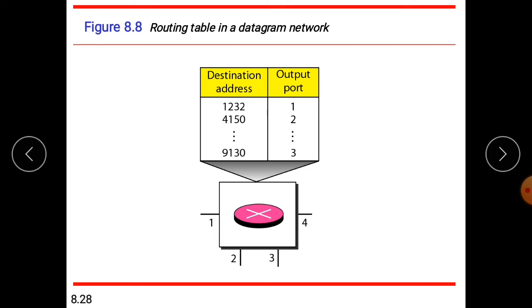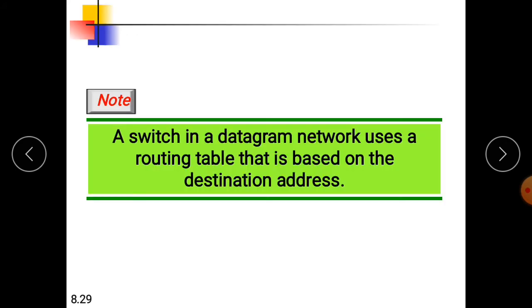So the figure shows the routing table in a datagram network. Here each routing table will have the destination address, and in order to reach that destination address, which output port needs to be followed by that packet. Here you can see this switch has 1 2 3 4 ports. For example, to reach destination 1 2 3 2, the packet has to follow output port 1. A switch in a datagram network uses a routing table that is based upon the destination address.